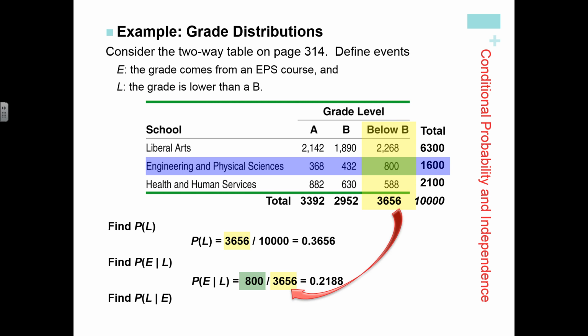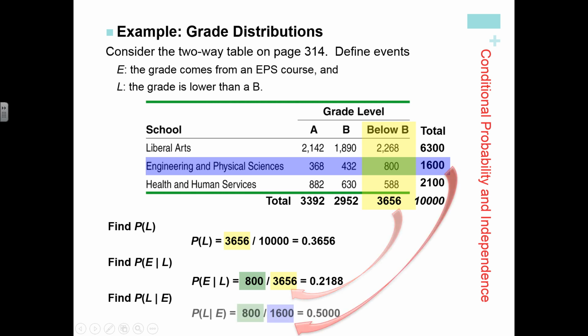Now this next question, I just flipped it around. What's the probability of L given that E happened? In other words, what's the probability that the grade is lower than a B given that it comes from an EPS course? This time my given that is the EPS, so that's the 1600. And lower than a B would be 800, so I'd simply have 800 out of the 1600. Again, not out of the grand total, out of what I know is given, to get 0.5.